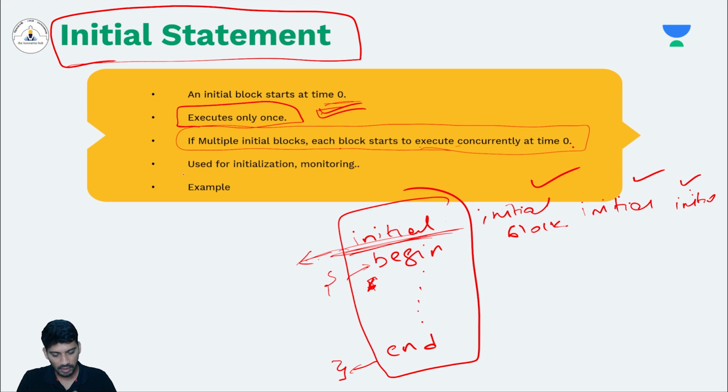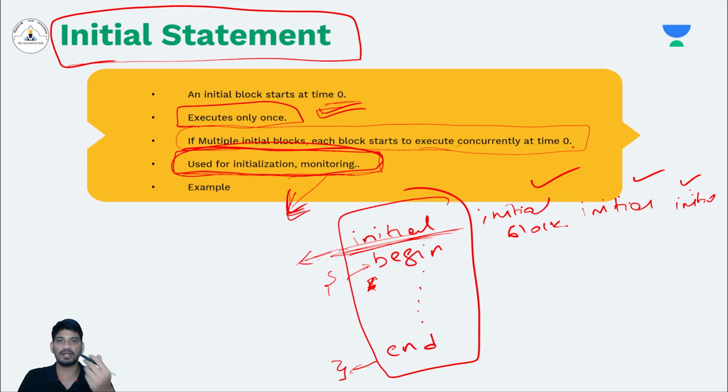Okay. The main purpose of using the initial block is to initialize any variables we have and to monitor the signal. We have already seen how to use the monitor statement. We just need to write the monitor statement once, and whenever there is any signal change, it will always display the signal values, right? So for monitoring you just need it once. These kinds of one-time statements you can write inside the initial block.